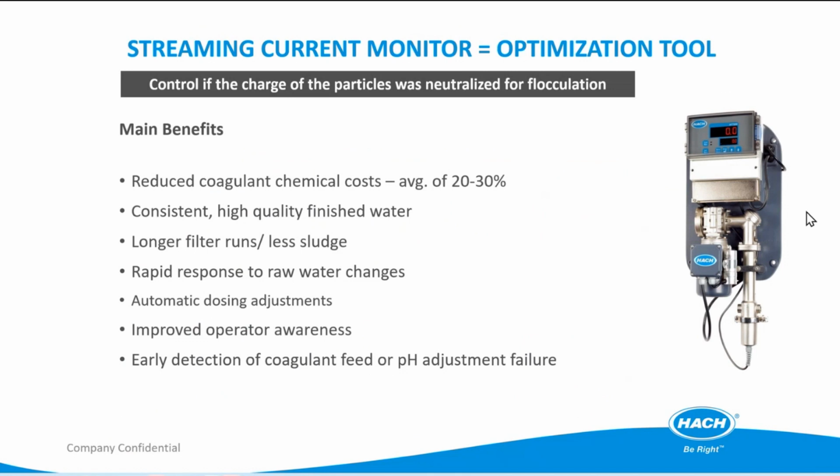So this one is for swimming to measure the charge of the water at the outlet of the mixing tank after the PAC, just to optimize the chemical dosing. So with this one, we can reduce the coagulant. Normally, we use PAC, and we can reduce chemical cost by an average of 20 to 30%. This is quite a lot of money to save.